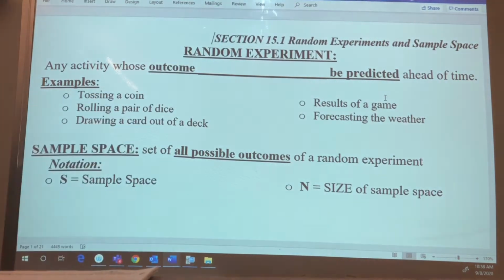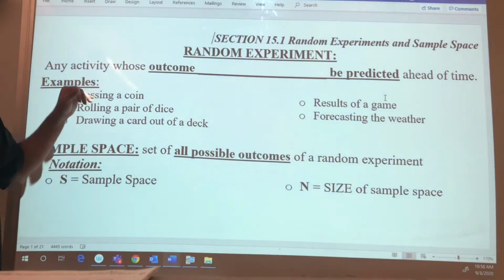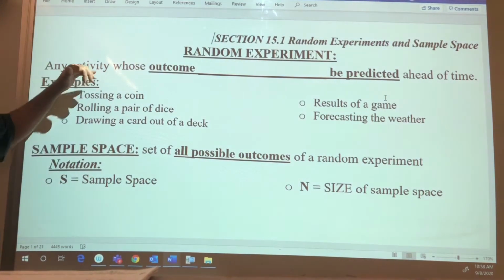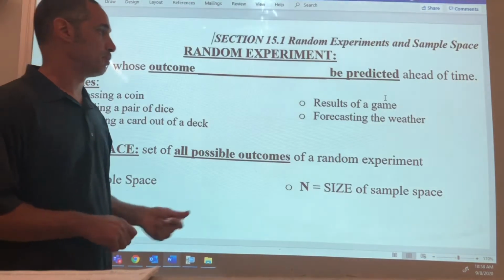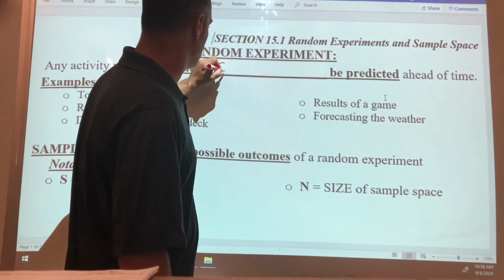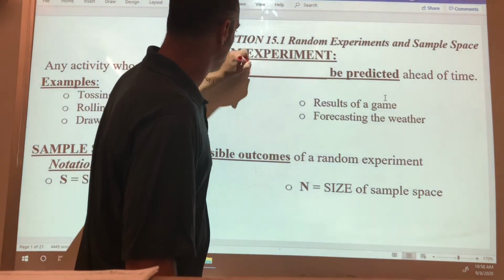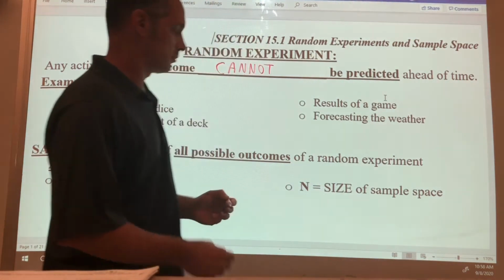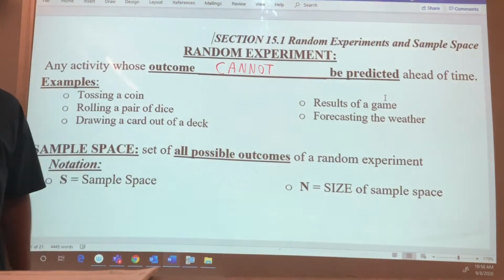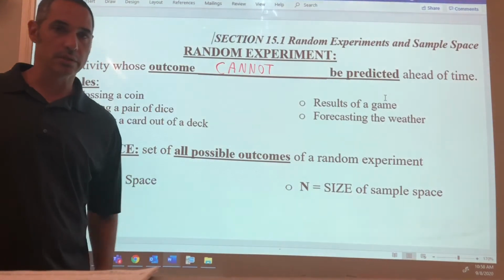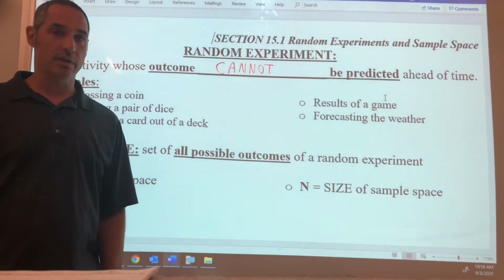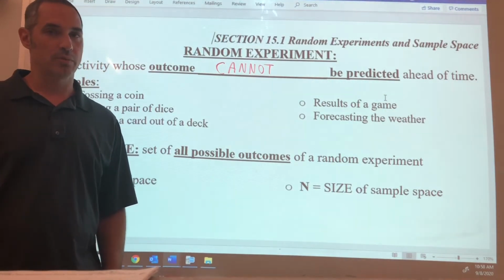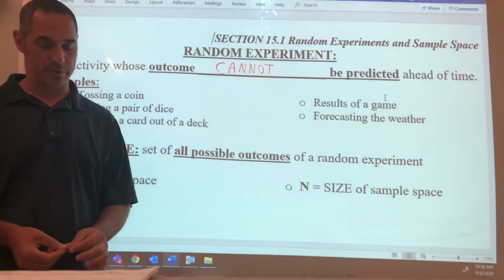So section 15.1, random experiments. A random experiment is any activity whose outcome cannot be predicted ahead of time. So cannot. So I could take a coin, and if I flipped the coin, I cannot predict what's going to happen with 100% accuracy.